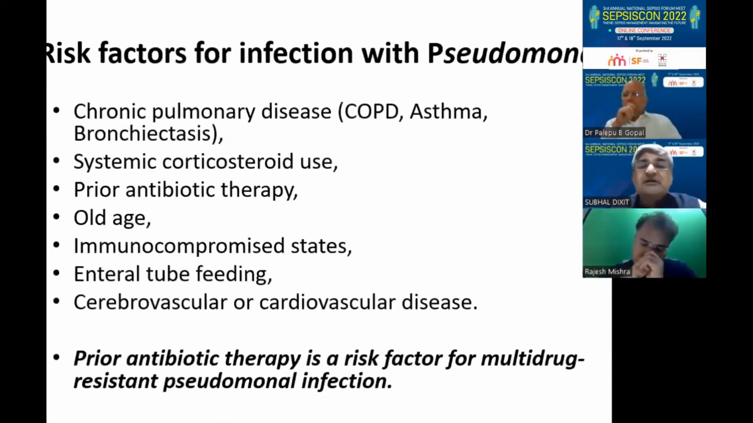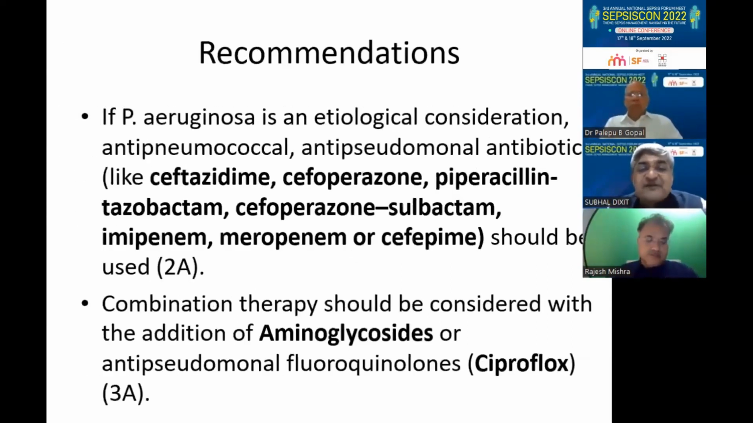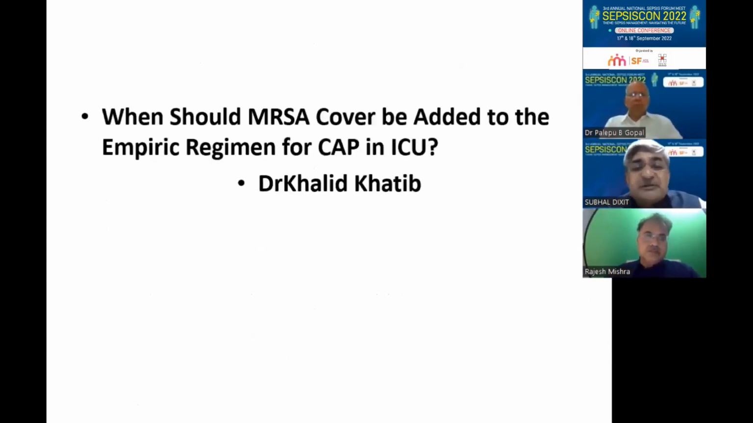Thank you, Rajesh. The risk factors, as you already covered, are patients who have COPD or asthma, patients who have used antibiotics before, those using steroids, or those who are immunocompromised; there is a chance of multi-drug resistant pseudomonal infections. And exactly what Dr. Rajesh Mishra covered, you would like to use ceftazidime or ceftriaxone or piperacillin tazobactam or cefoperazone sulbactam along with imipenem, meropenem, and of course sometimes a combination with aminoglycosides or anti-pseudomonal fluoroquinolones should be considered. Dr. Khatib, from Noble Hospital, I would like you to take this question.